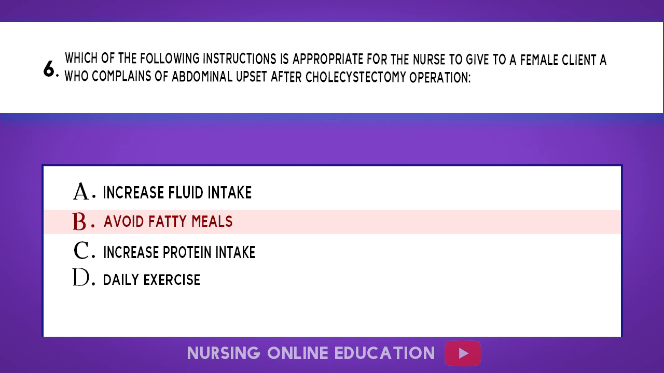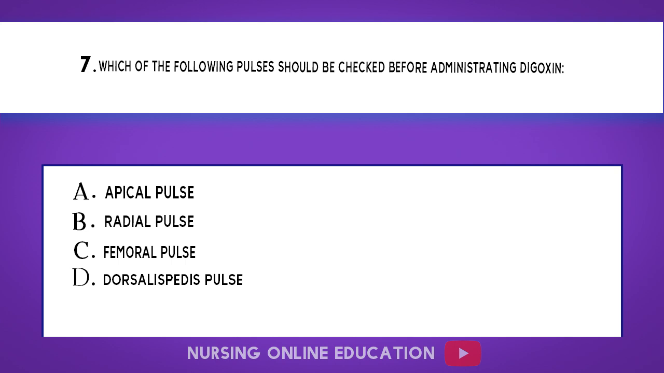The answer is option B. Avoid fatty meals. 7. Which of the following pulses should be checked before administering digoxin? A. Apical pulse. B. Radial pulse. C. Femoral pulse. D. Dorsalis pulse. The answer is option A, apical pulse.